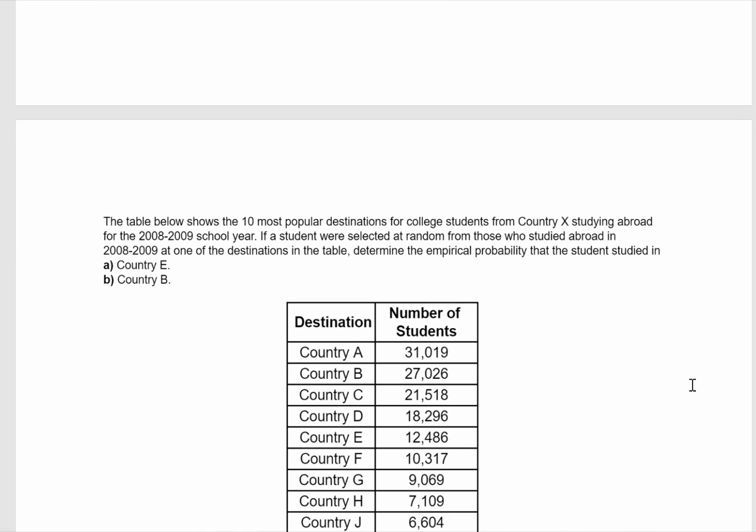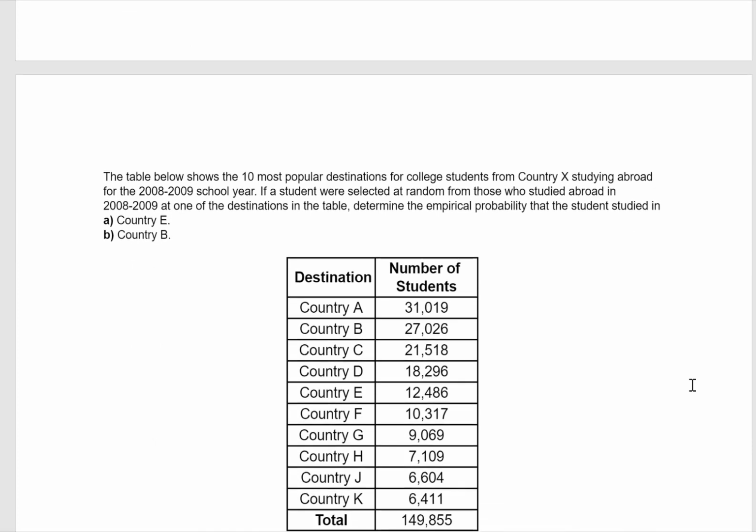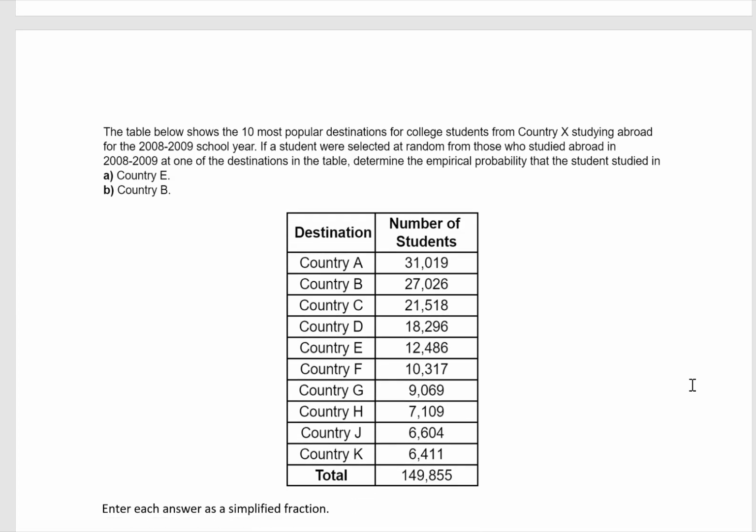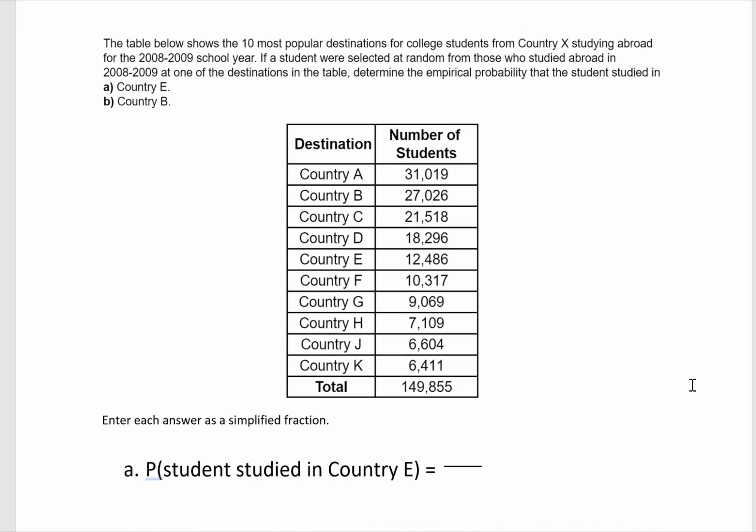The table below shows the 10 most popular destinations for college students from country X studying abroad for the 2008-2009 school year. If a student were selected at random from those who studied abroad in 2008 to 2009 at one of the destinations in the table, determine the empirical probability that the student studied in country E.